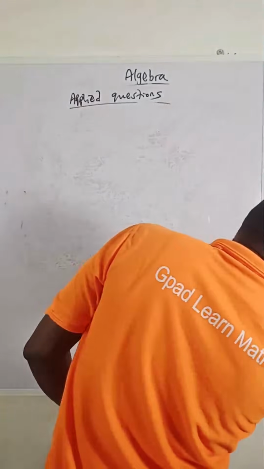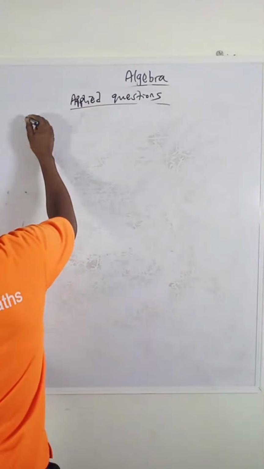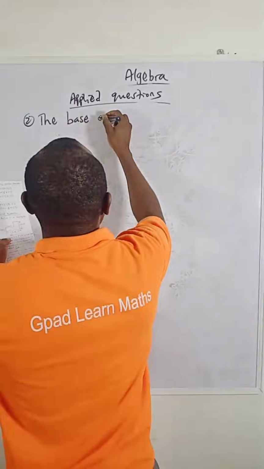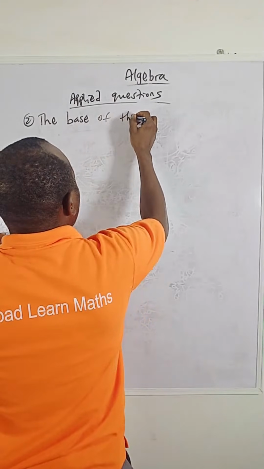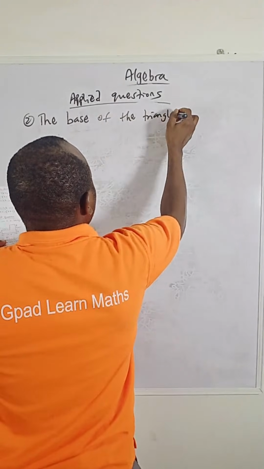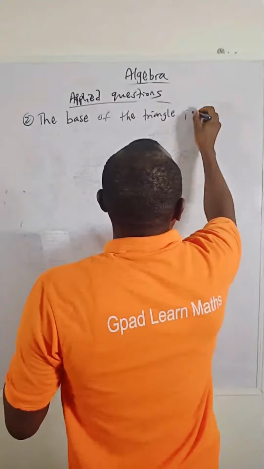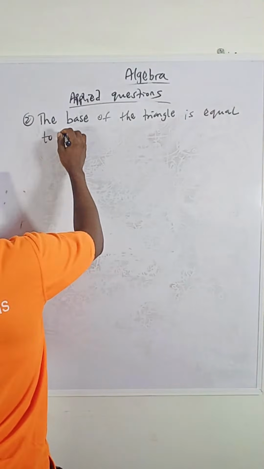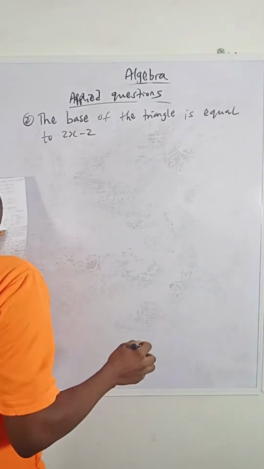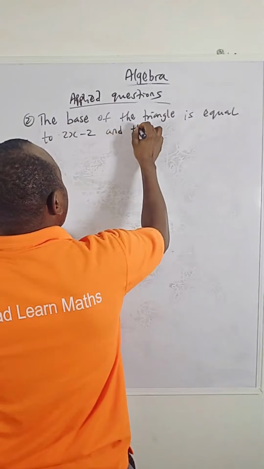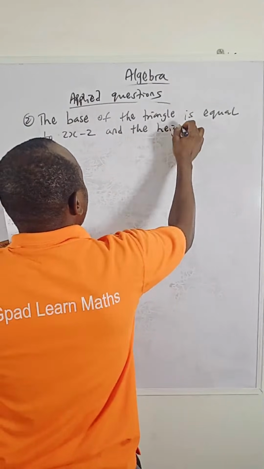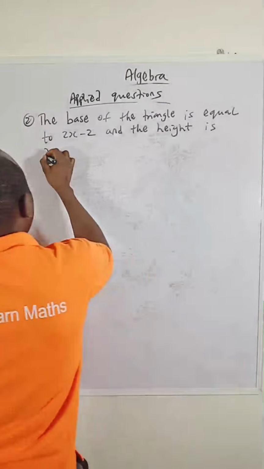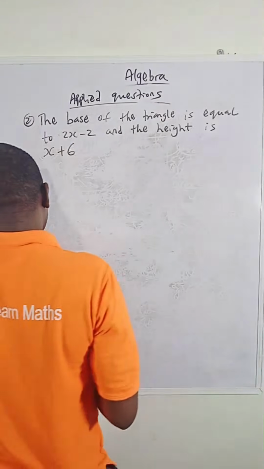Okay, let me write it here, people. Number 2, the base of the triangle is equal to 2x minus 2, and the height is x plus 6. I hope you can see this.